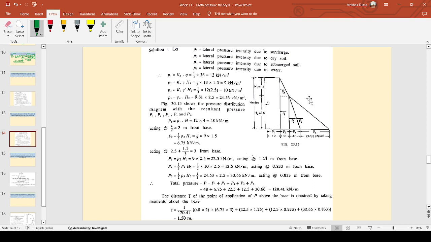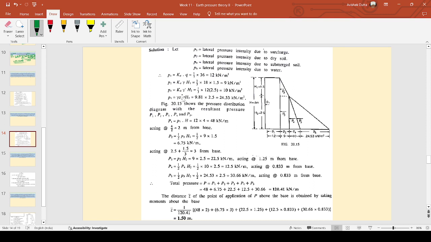P2 is the dry soil pressure, Ka into gamma into H1. H1 is 1.5. It has been mentioned that the water table is at a depth of 1.5 from the surface. P4, we don't need P3 because P3 equals P2. Okay, P4 is Ka gamma submerged into H2. Gamma submerged is given as 12, and H2 is the depth of the submerged soil, that is 2.5 meter.